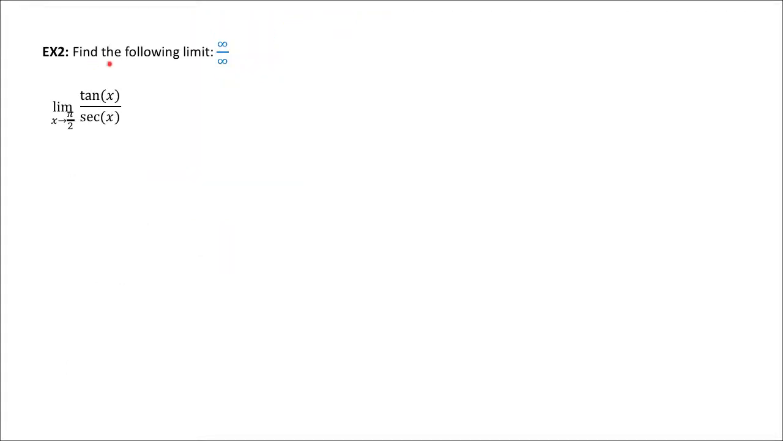Example 2 is asking us to find the following limit. What is going to be different here is the indeterminacy that we're going to get. We're going to get infinity over infinity as x approaches pi over 2. So let's see exactly what happens.